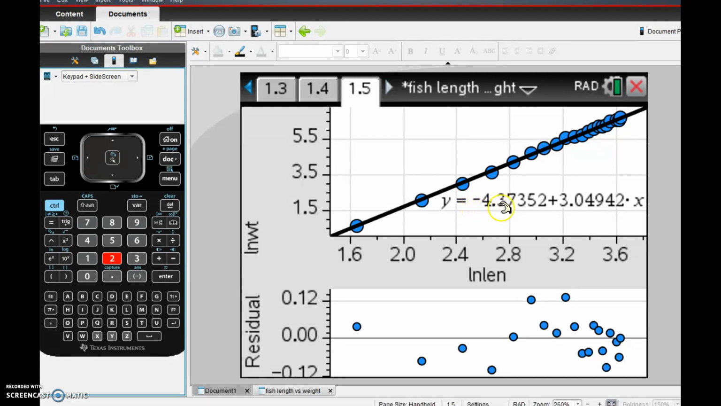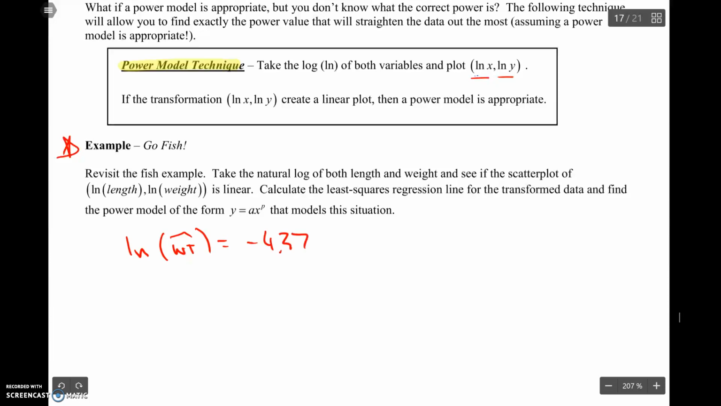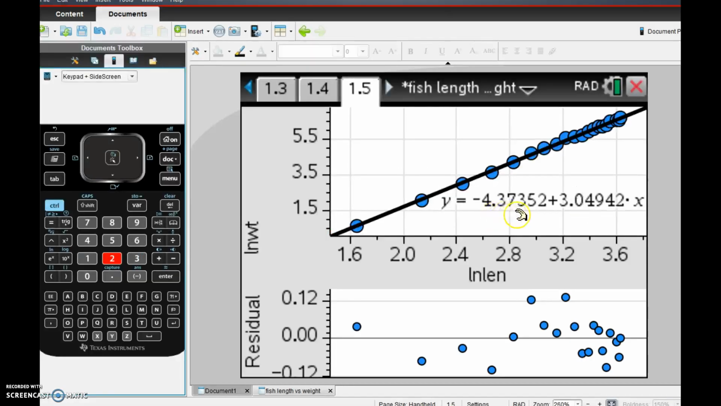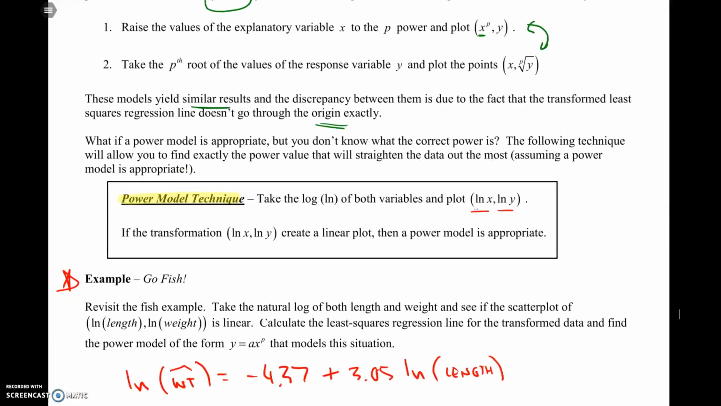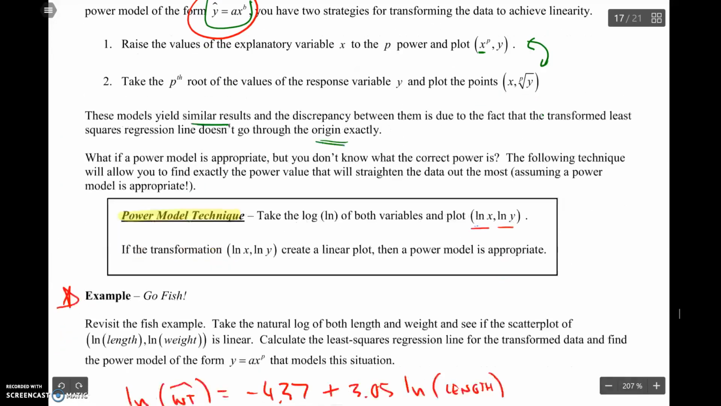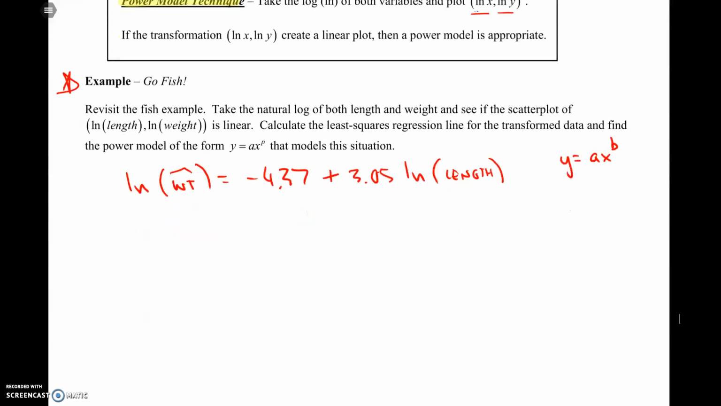So negative 4.37, 3.05. My model is the natural log of my weight is equal to negative 4.37 plus 3.05 times the natural log of our length. Now this doesn't look like the power model we said was y equals a times x to the b power. But if we use our properties of logs and exponents, we can put it into this format.